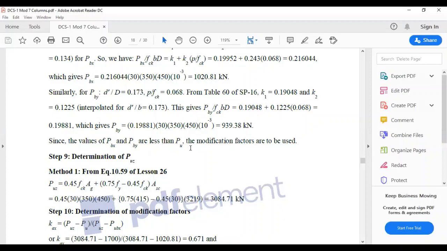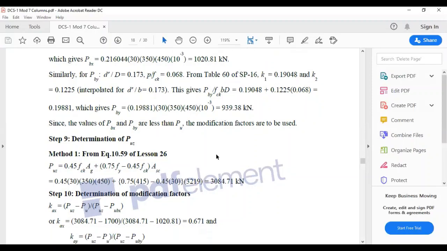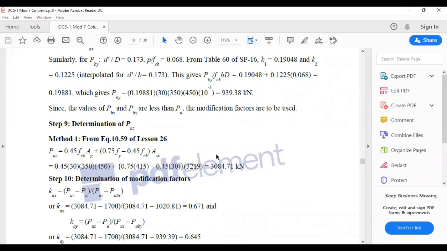तो जब हमने PU निकाला है और जो भी PBX और PBY निकाले उनकी वैल्यू PU से कम है, that means we have to use the modification factor.